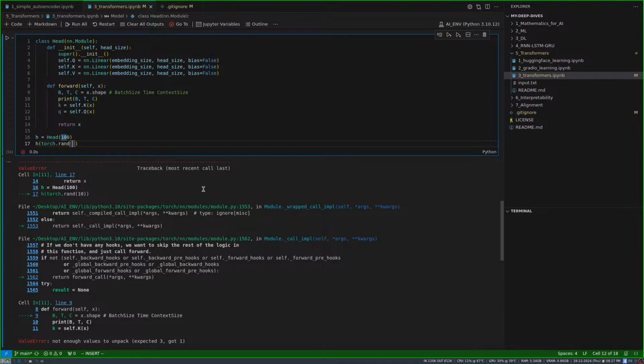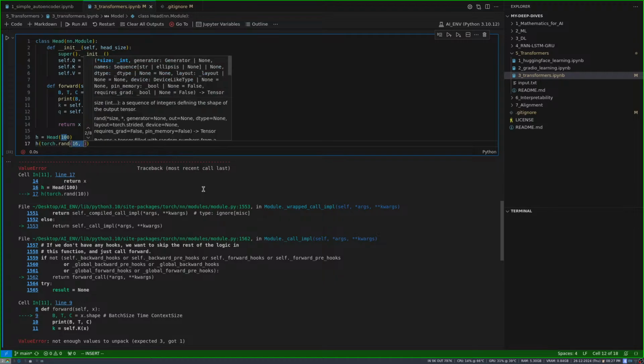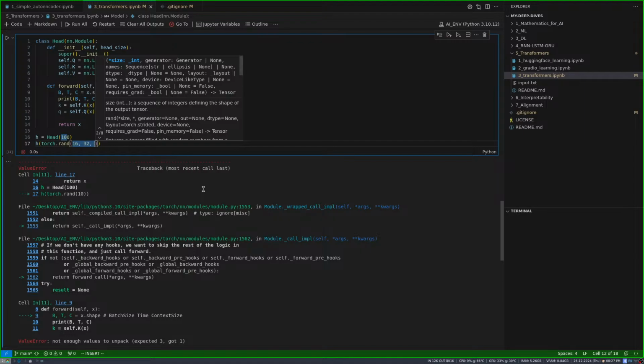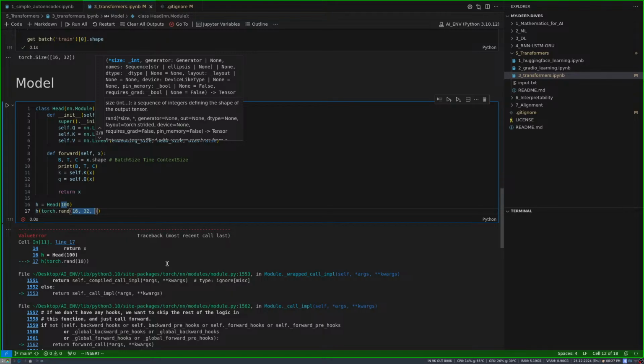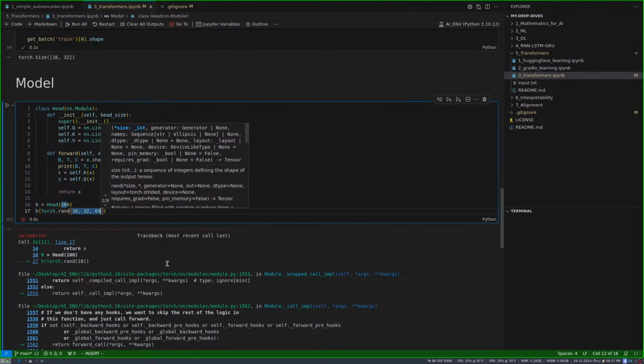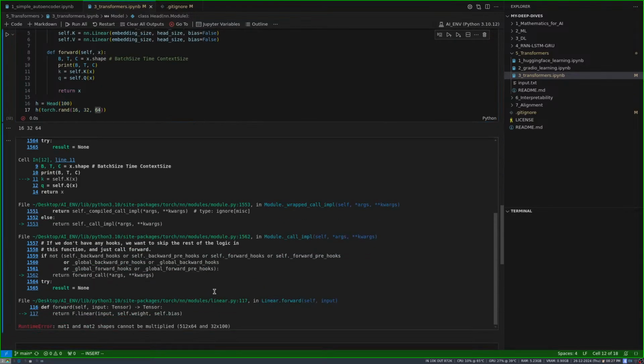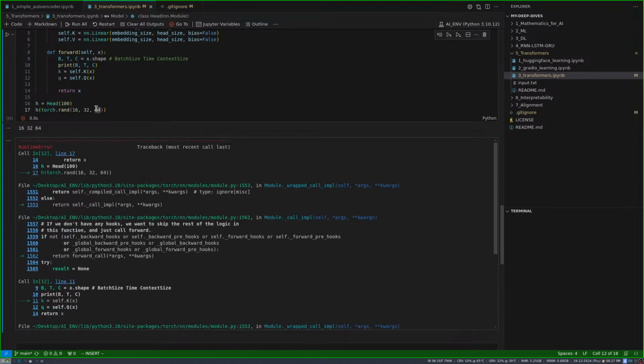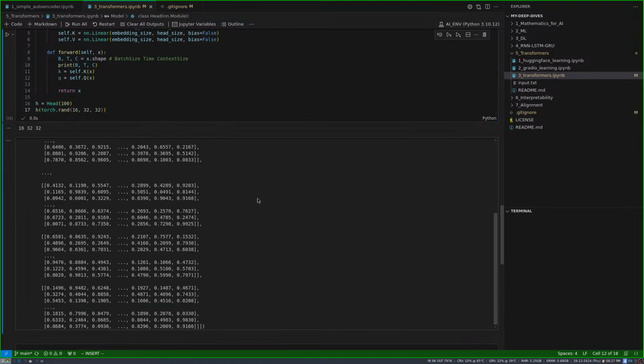So what would the batch size have to be? 16? What is the time step? That is the context length. That would be 32. What would be the embedding C? So let that be 64 now. 64, I mean, let it be 32 now. My bad.